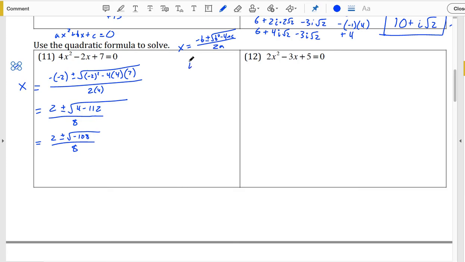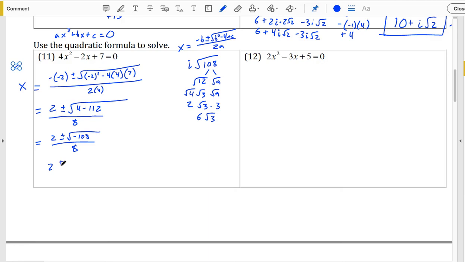So we're going to have i root 108, but we can simplify root 108. We can say 12 and 9. So root 12 times root 9. Again, root 9 is 3, so we'll leave that one. Then root 12, I got root 4 times root 3. So I got root 4 times root 3 times root 9, which is 2 root 3 times 3, so 6 root 3. So I've got 6 root 3 is what this ends up being, but don't forget about our i.